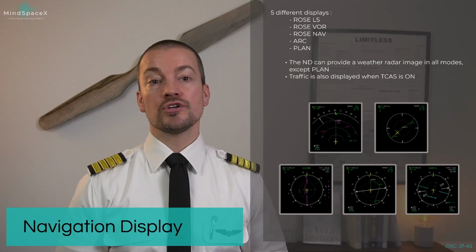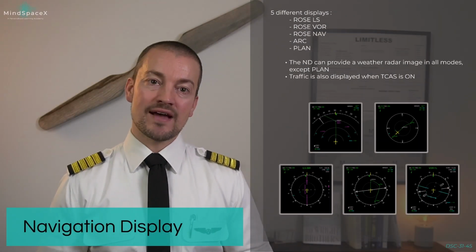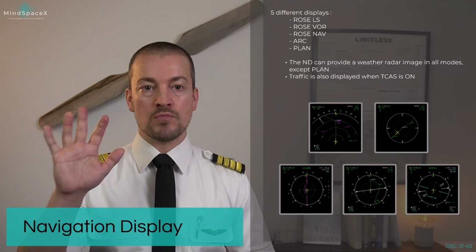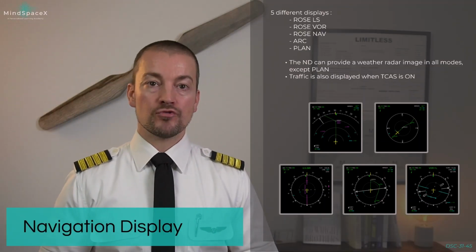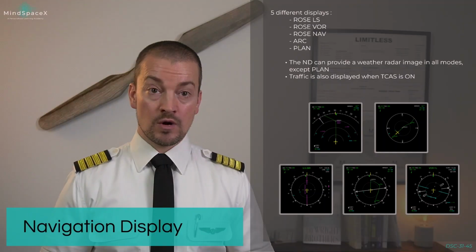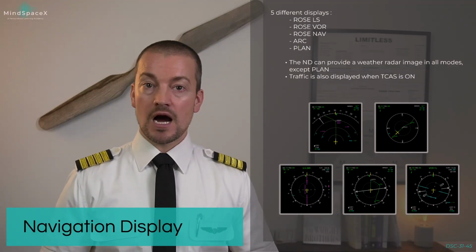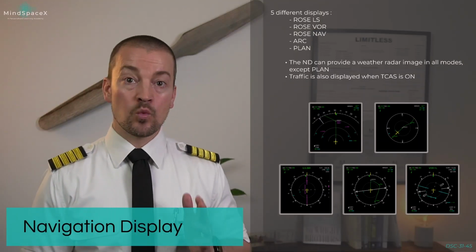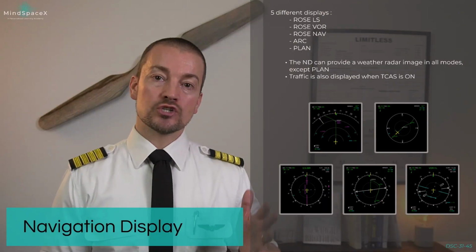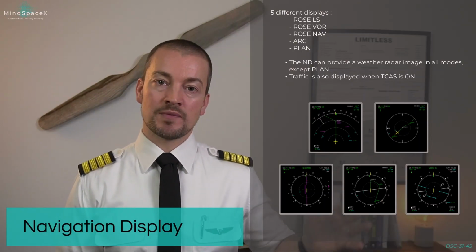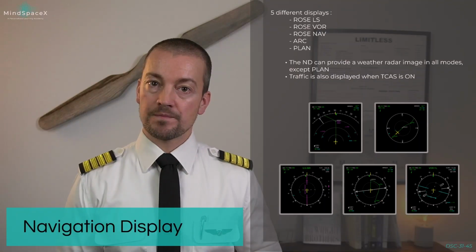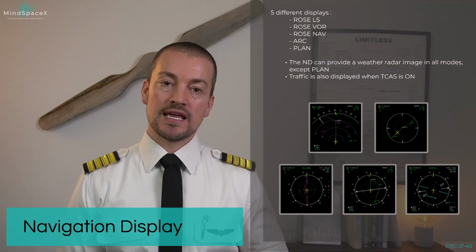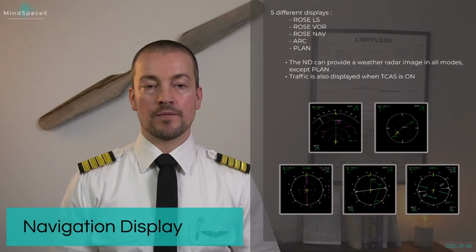The navigational display shows navigational information to the pilots on 5 different mode displays. Rose ILS, Rose VOR, Rose Nav, Arc, and Plan mode is available. The ND can provide a weather radar image on top of either one of these displays except in plan mode, and traffic from the TCAS will also be shown on the displays if TCAS is on and operational.